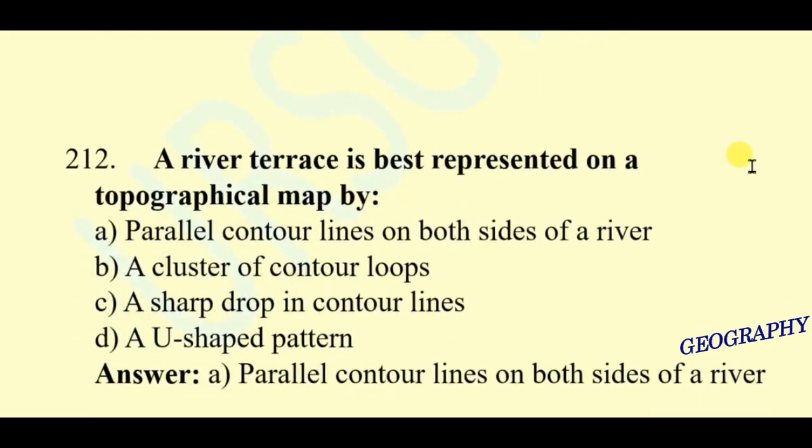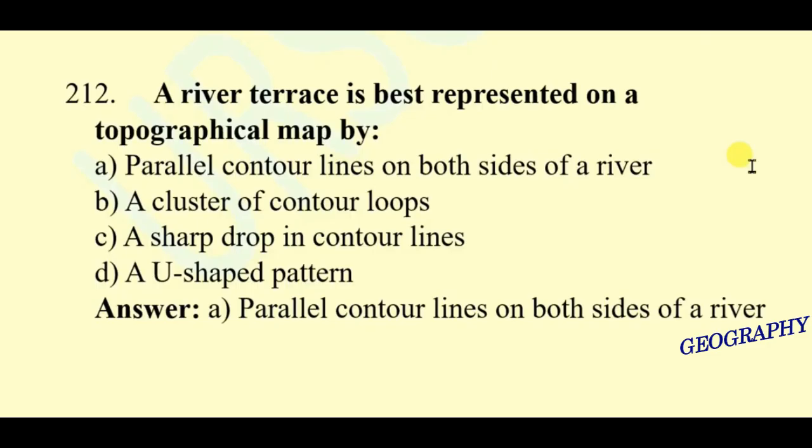Question 212. A river terrace is best represented on a topographical map by parallel contour lines on both sides of the river, a cluster of contour loops, a sharp drop in contour lines, a U-shaped pattern. Here the right answer will be parallel contour lines on both sides of a river.